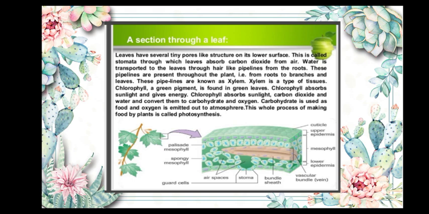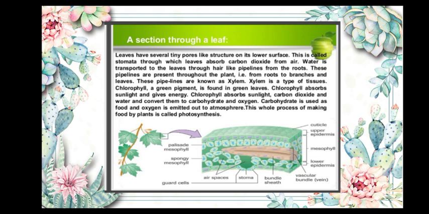What is transported to the leaves through hair-like pipelines from the roots? These pipelines are present throughout the plant, from roots to branches and leaves, the same as nerves throughout our human body. These pipelines are known as xylem. Xylem is a type of tissue.